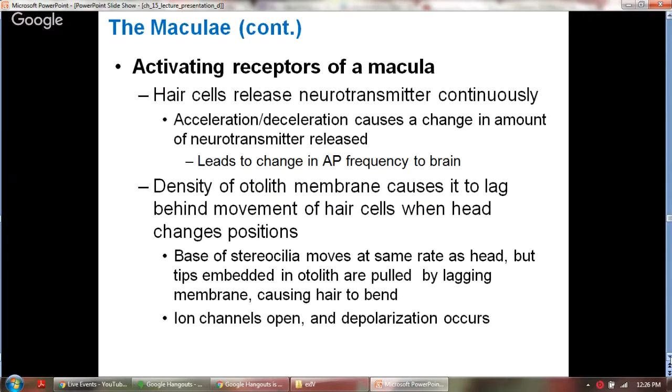Activating receptors of the macula: the hair cells release neurotransmitters continuously, and then acceleration or deceleration causes a change in the amount of neurotransmitters released. That leads to a change in the action potential frequency to the brain. The density of the otolith membrane causes it to lag behind movement of hair cells when the head changes position. The base of the stereocilia moves at the same rate as the head, but the tips embedded in the otolith are pulled by the lagging membrane, causing the hair to bend, and the ion channels open and depolarization occurs.